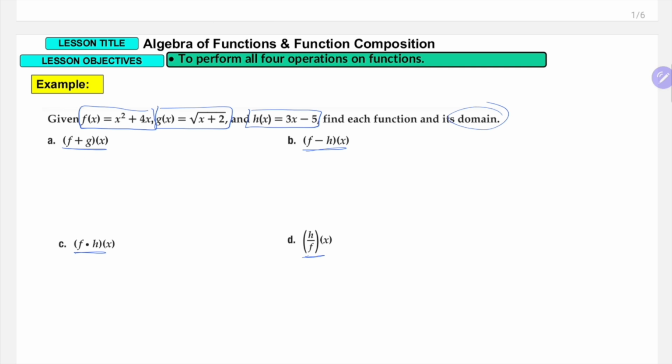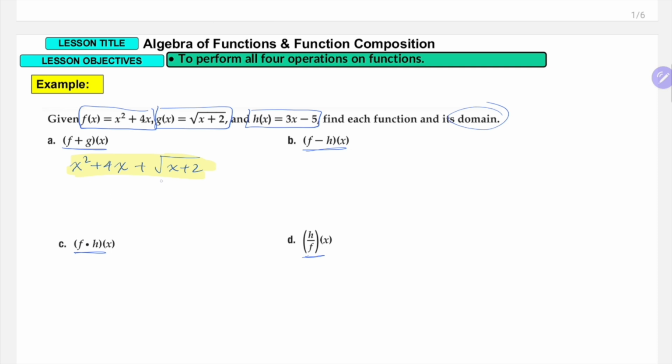So in the first question, f plus g: x squared plus 4x plus g, which is the square root of x plus 2. The first part comes from f of x, and the second part comes from g of x. If I try to simplify and combine like terms, I won't be able to do anything. So this is going to be the final answer, because there are no like terms, and I cannot combine anything under the square root with anything outside the square root.